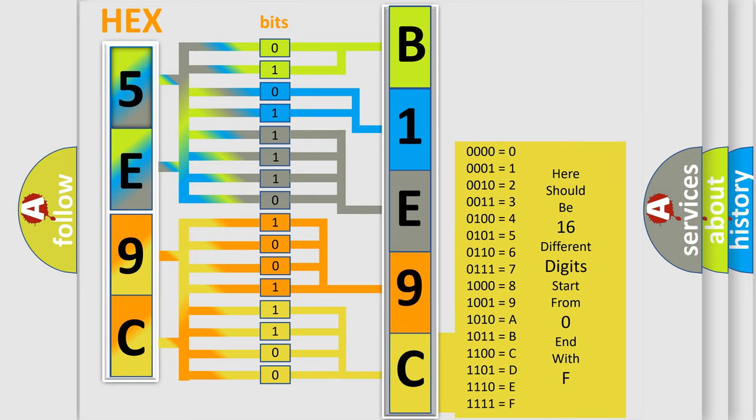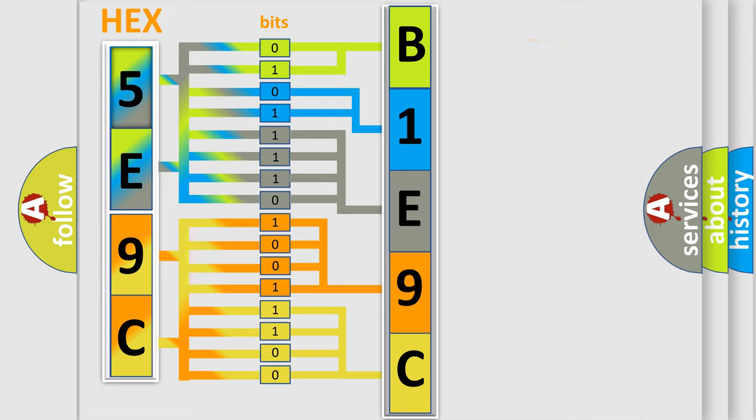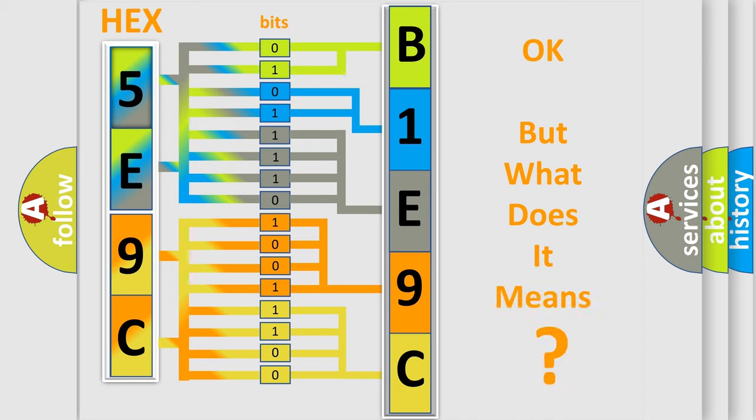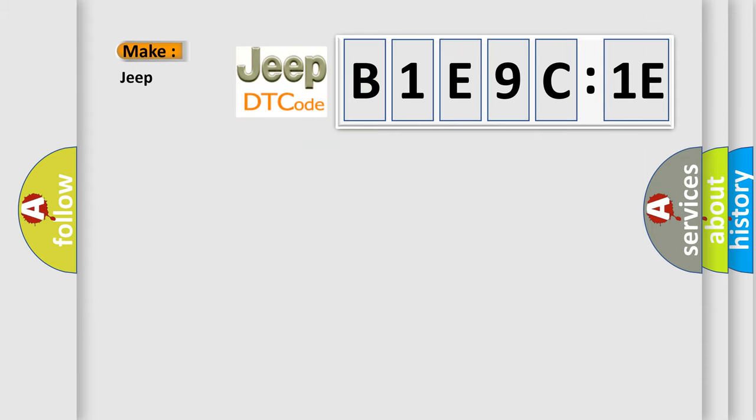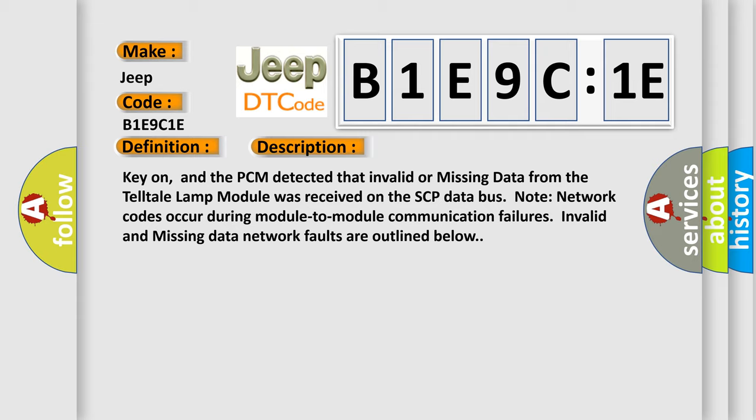We now know in what way the diagnostic tool translates the received information into a more comprehensible format. The number itself does not make sense to us if we cannot assign information to what it actually expresses. So, what does the Diagnostic Trouble Code B1E9C-1E interpret specifically for Jeep? The basic definition is data circuit message. And now this is a short description of this DTC code. Key on, and the PCM detected that invalid or missing data from the Telltale Lamp Module was received on the SCP data bus. Note: network codes occur during module-to-module communication failures. Invalid and missing data network faults are outlined below.